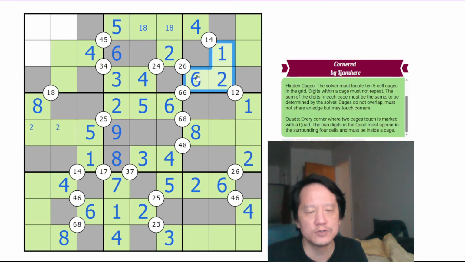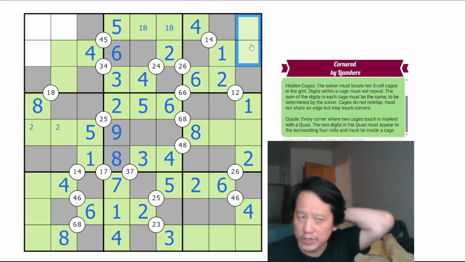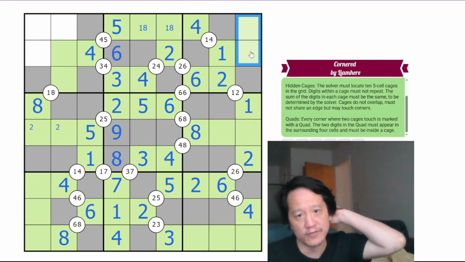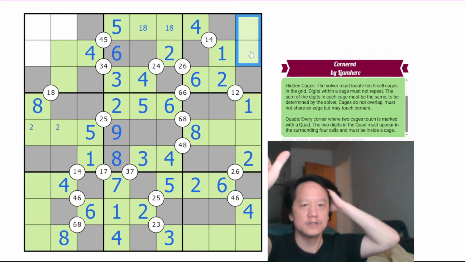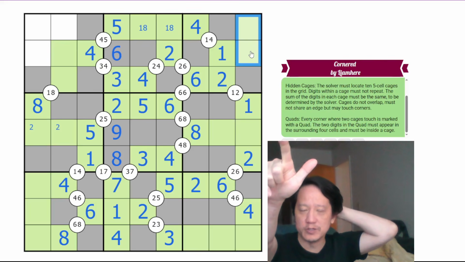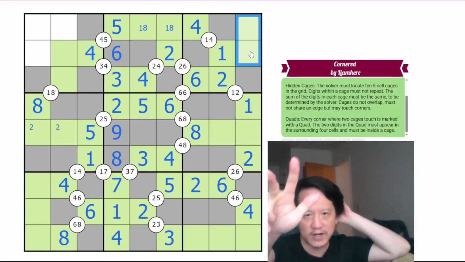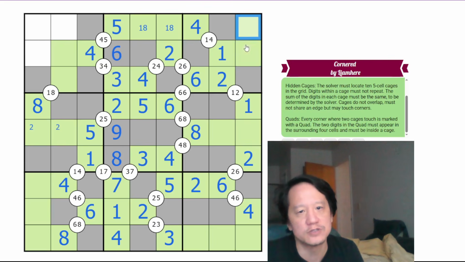We have 1, 2, 6 here. These two then must add up to 20 minus 9, which is 11. We don't have 2, 9 available because of 2 in the box. No 4, 7 available because 4 in the column. No 5, 6 available because 6 in the box, so this is 3, 8 as a pair.